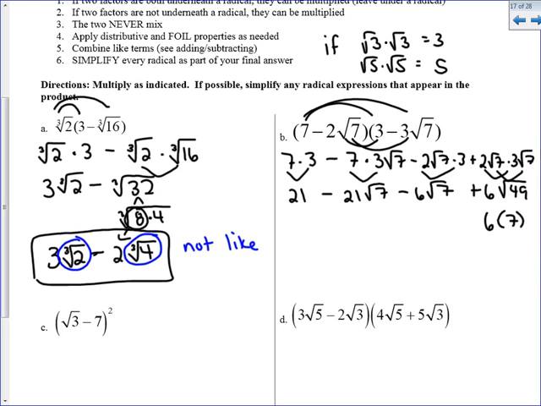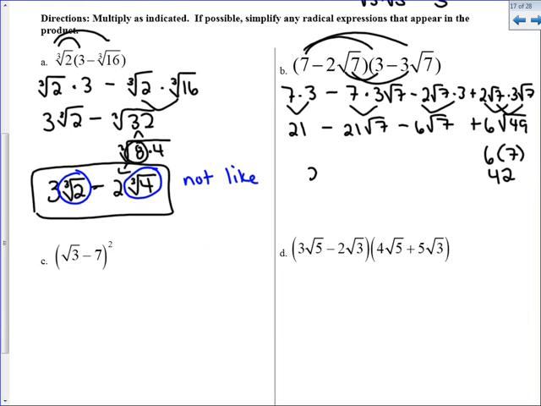If you multiply it by itself, you get back that number. So you really could, if you were thinking ahead, if you remember this, skip this step right here and just say, okay, it's going to be 6, and then the square root of 7 times the square root of 7 is just 7. So this last term is 6 times 7, which is really 42. So I have 21 minus 21 square root of 7 minus 6 square root of 7 plus 42.